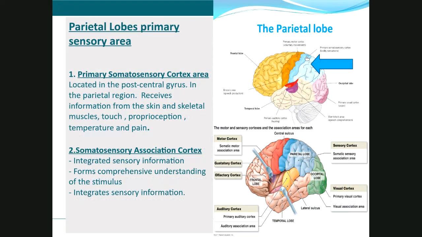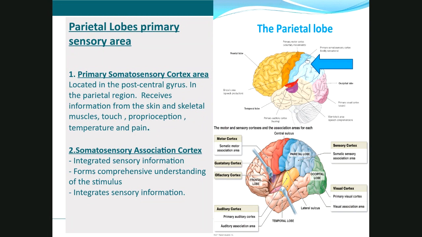So here's our set. This is the parietal lobe right here in blue. The parietal lobe is located everywhere behind the central sulcus. The first gyri is called the primary somatosensory cortex. It's located in the postcentral gyrus, meaning behind the central sulcus. And this is receiving information from the skin and skeletal muscles associated with touch, proprioception, temperature, and pain.